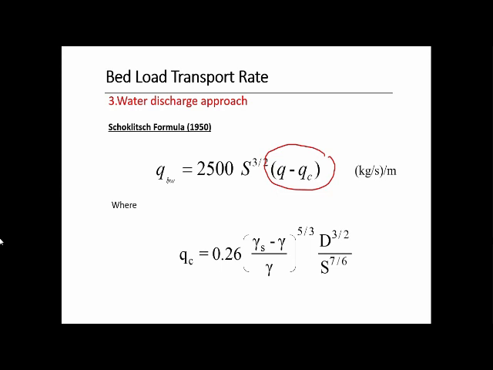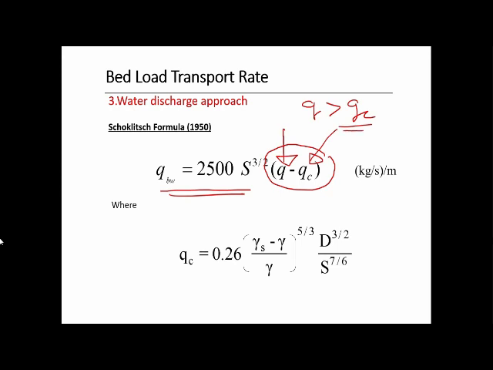So in this case also, for the sediment to move along the bed, the Q, which is your normal discharge or the average discharge, must be greater than your critical discharge. Okay, so for the critical discharge to allow the sediment to move.